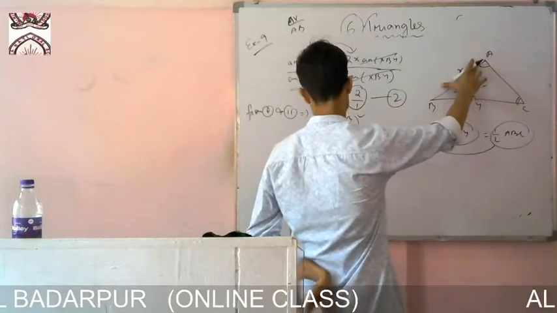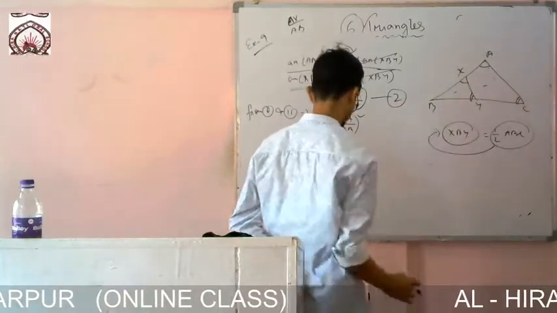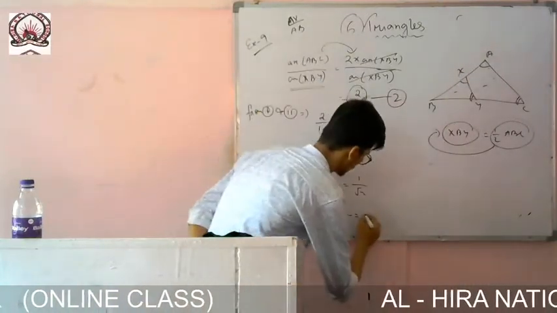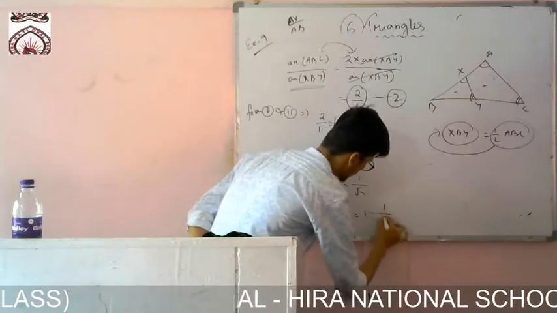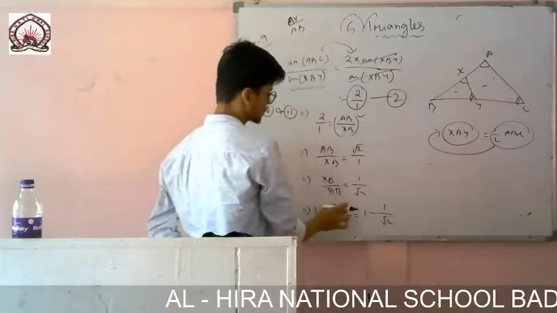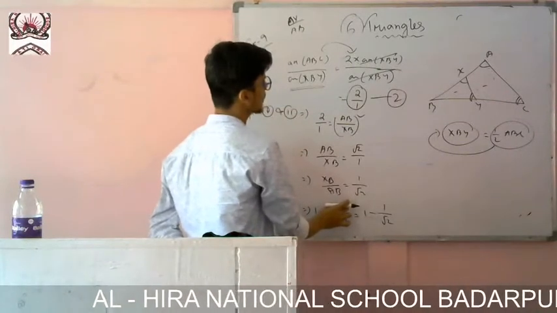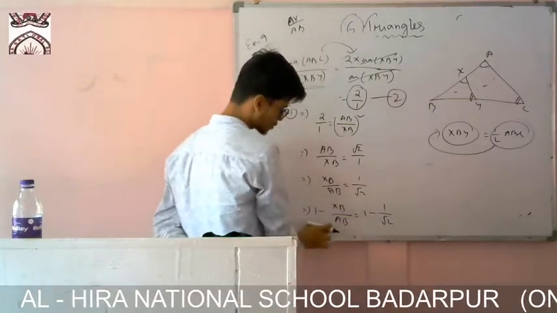So if I subtract this part from the whole one, then I will get this one. And it will be the same, like 1 minus 1 by root 2. Why am I doing subtraction? Because there XB is there and there AB, so AB will come here.